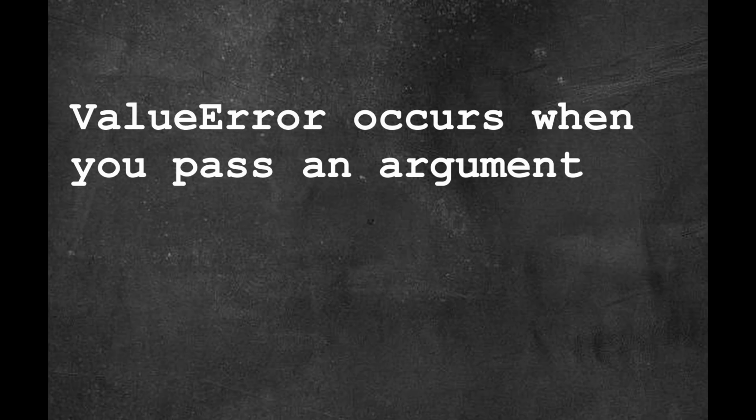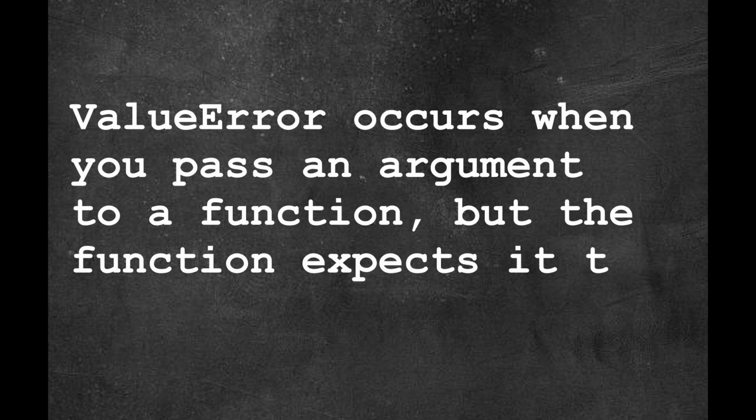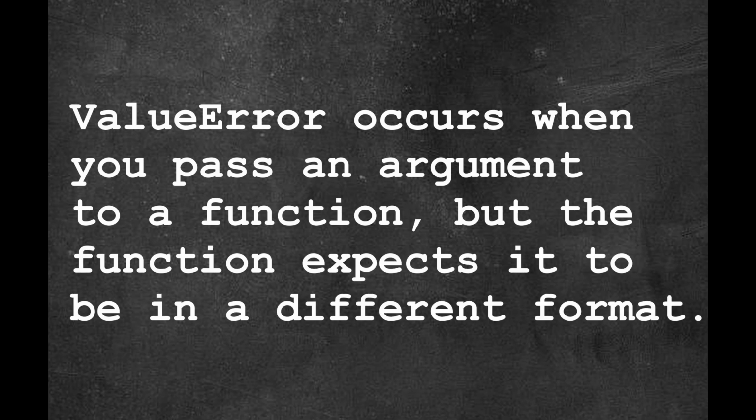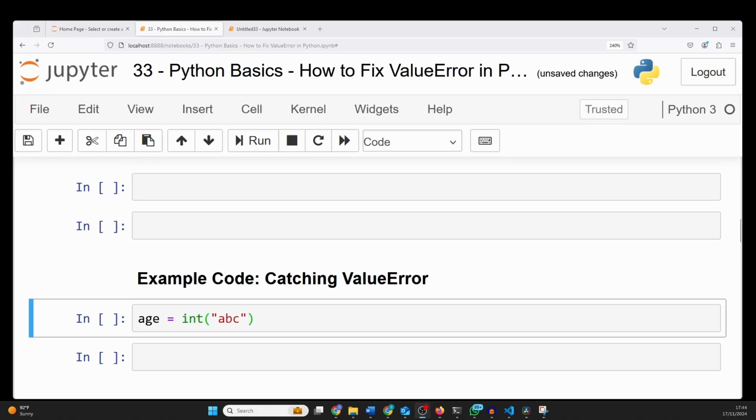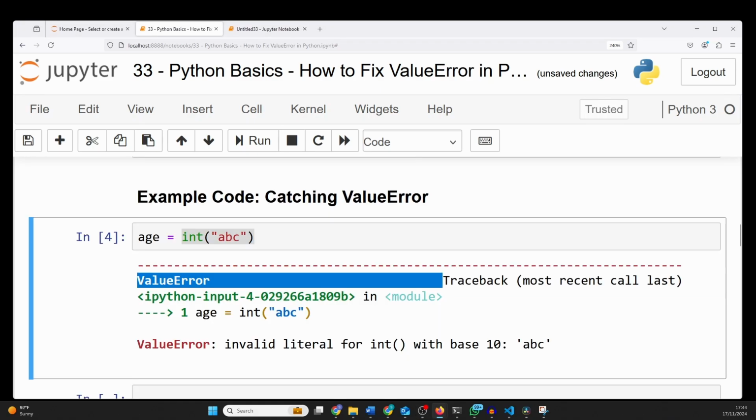What is ValueError? ValueError occurs when you pass arguments to a function, but the function expects it to be a different format. For instance, trying to convert ABC to an integer, we throw a ValueError. Let's recreate this scenario. If you run this code, Python throws a ValueError because ABC isn't a valid integer.